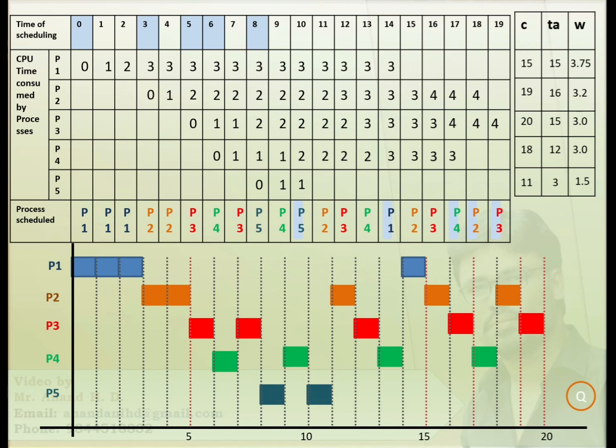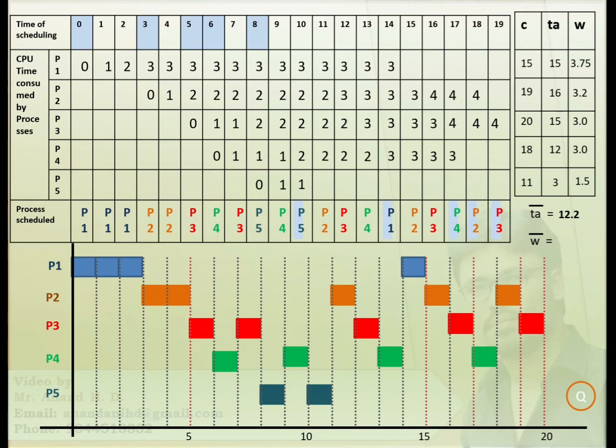least completed next scheduling policy. So there are two more terms, TA bar and W bar. That is nothing but average turnaround time and average weighted turnaround time, which can be calculated by taking the average of these individual turnaround times and individual weighted turnaround times. So TA bar, that is average turnaround time, is given by the sum of these values divided by the number of values, that is 5. So 15 plus 16 plus 15 plus 12 plus 3 is nothing but 61. So 61 divided by 5 gives 12.2 time units.